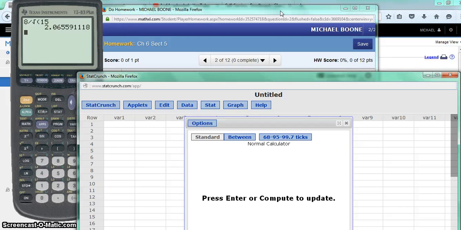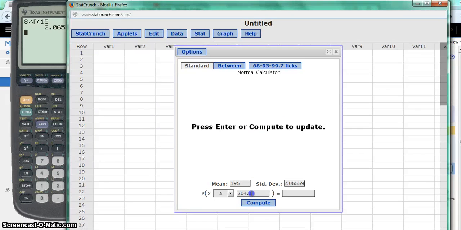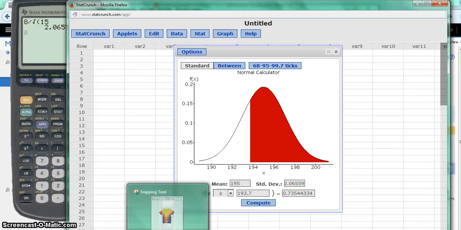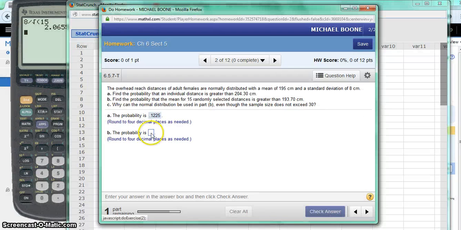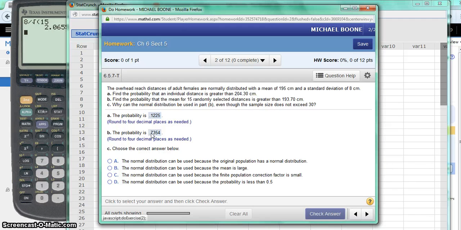So it's going to change the shape of the distribution. It's still going to be normal, but it should be thinner, the central limit theorem, the closer we should get to the mean. So their question is asking for greater than 193.7. And we get that probability, 0.7354. And again, why can we use the normal distribution? Maybe because the original population is normally distributed. That's always a good go at it.